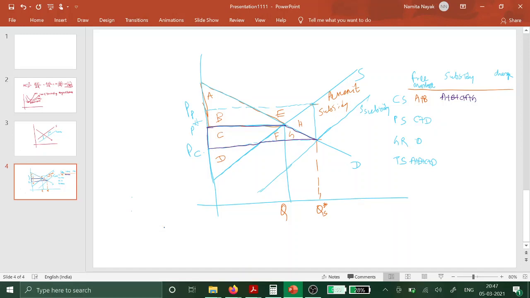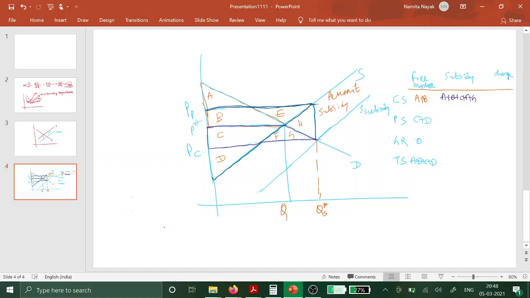Because it is receiving the subsidy, isn't it? So that means earlier it had this area, this triangle C plus D, right? But now, since it will be receiving the subsidy amount, that is this difference per unit subsidy, its producer surplus has increased. This is PP, the price that the producer will be getting, and it is above the supply curve. So it will go for this triangle. Now it has become bigger.